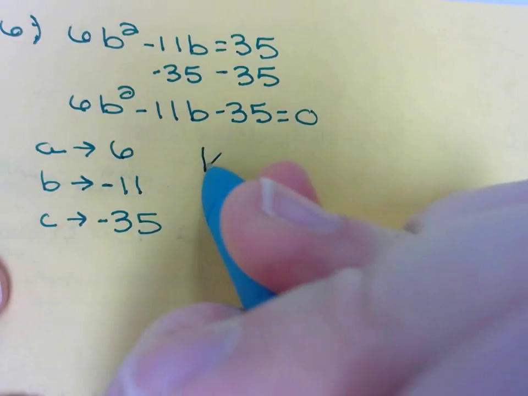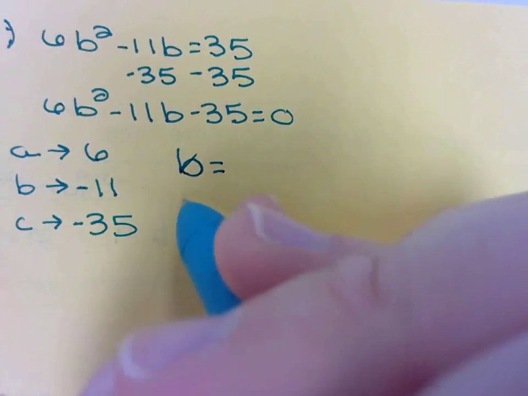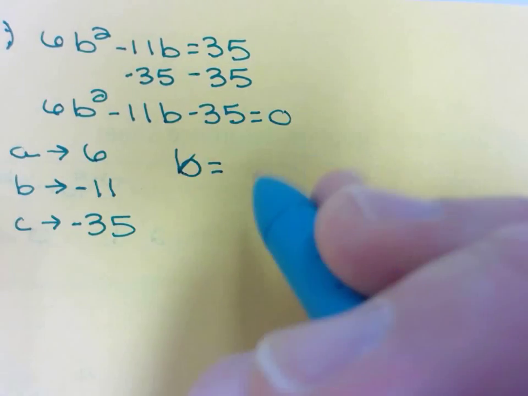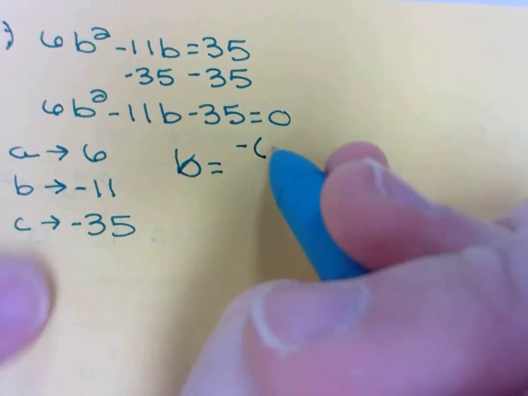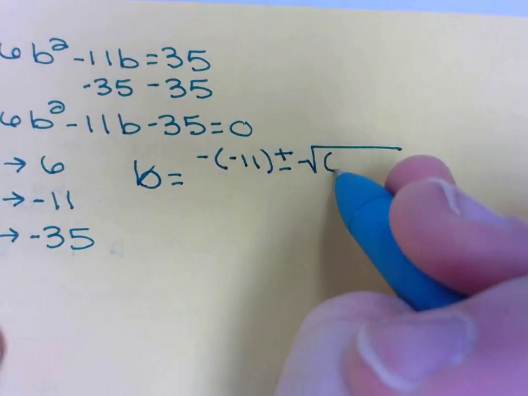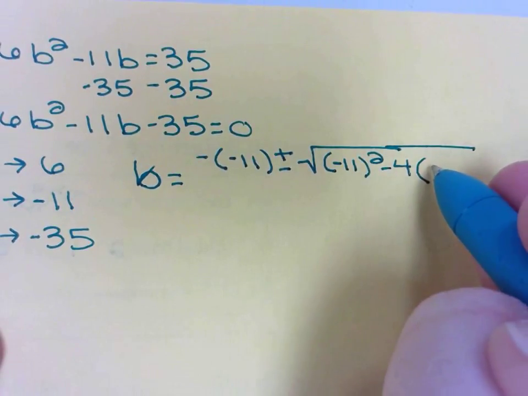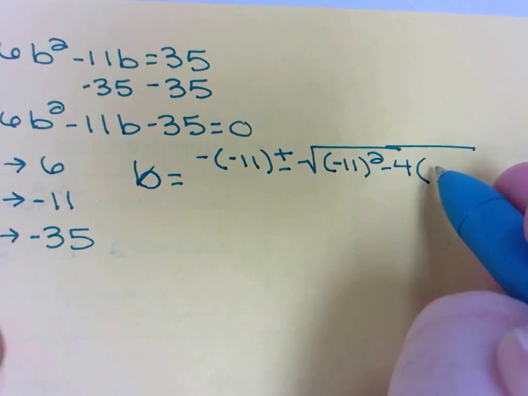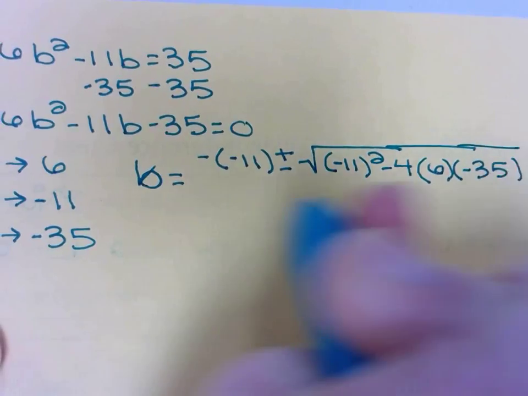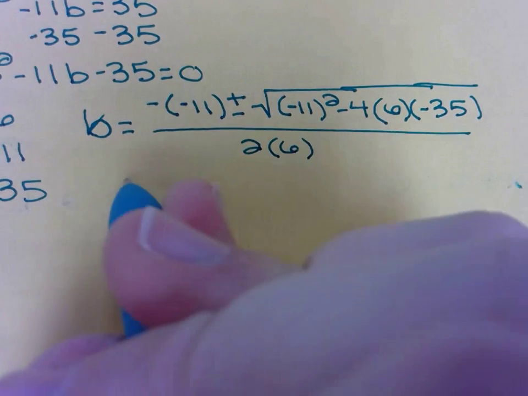X equals, in this case it's going to be b equals, because I'm trying to find b and not x. Not a big deal. That b is confusing. You don't really need to put the b equals. We're trying to find b, but don't get confused with the b here. So negative b, negative 11, plus or minus the square root of negative 11 squared minus 4 times a, which is what? What's a? Times c, which is what? All over 2 times what? 6. Plugging it in. You guys can do this.